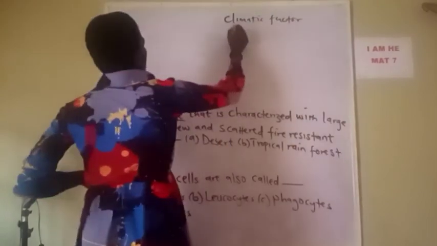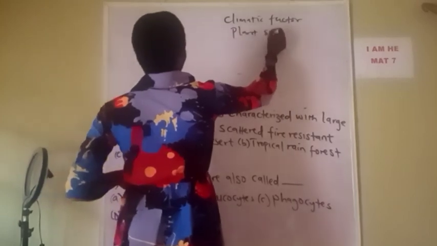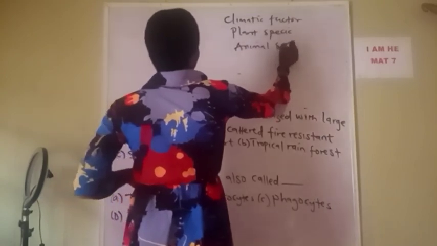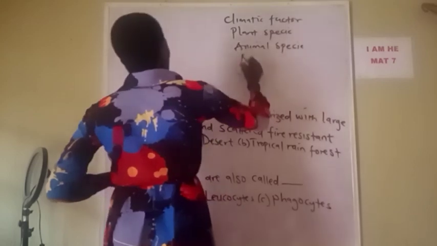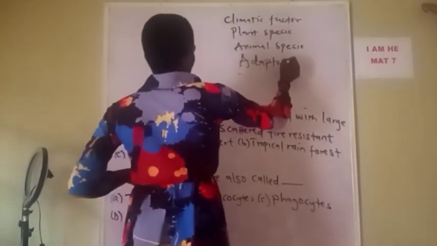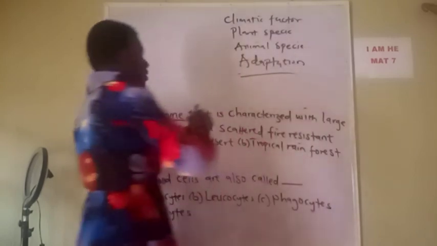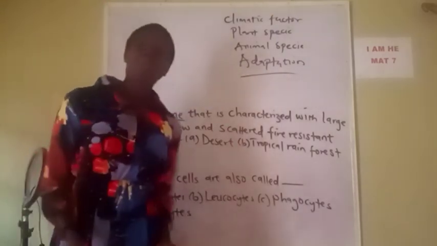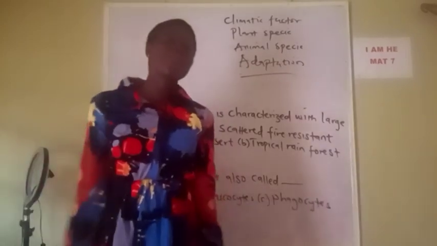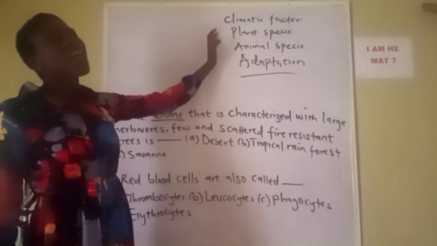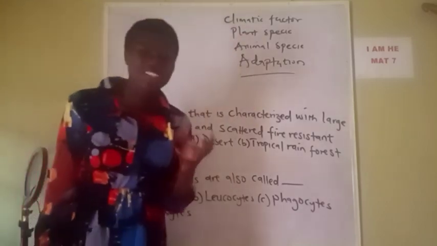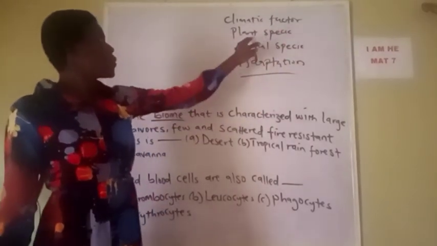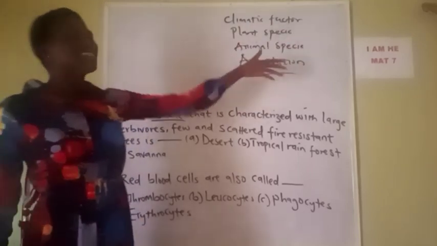the plant species, and the animal species, and their adaptation. Now take note. Adaptation is what is important, because adaptation means how a particular species, either plant or animal, can adapt to a particular environment. So the biome refers to a large geographical vegetation that is characterized by differences in climatic factor, plant species, animal species, and their adaptation.